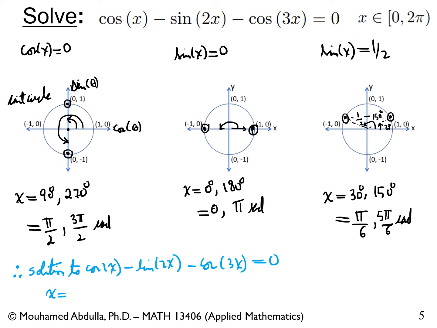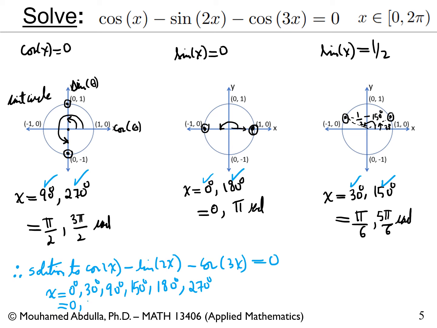x equals 0 degrees, 30 degrees, so 0 degrees is here, 30 degrees is here, 90 degrees, it's here, then 150 degrees in here, and 180 degrees in here, and 270 degrees in here. And if you want to write it in radians, well, it's going to be 0 radians.